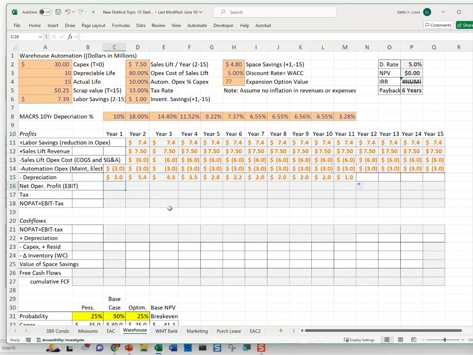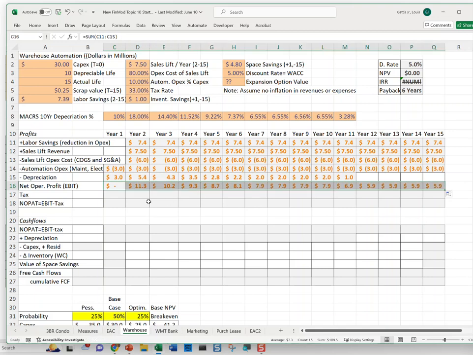So now I can calculate EBIT. So I'll take my, actually I can just sum up all these numbers above. Whoops, I made a mistake there. That depreciation, I want to show that as a negative number. So let's change that to a negative and copy across.